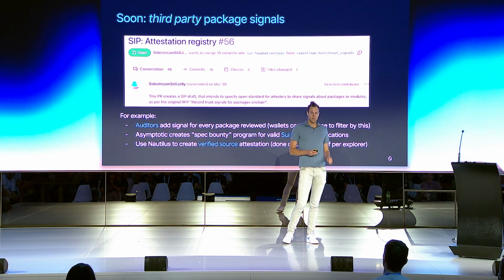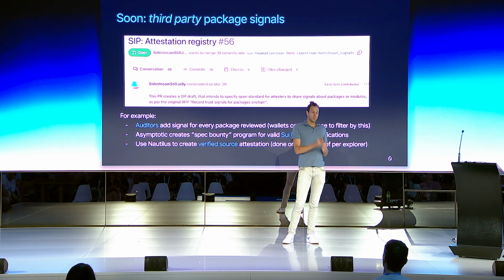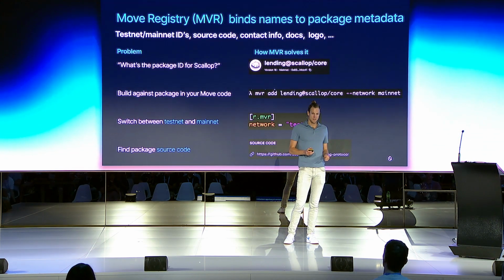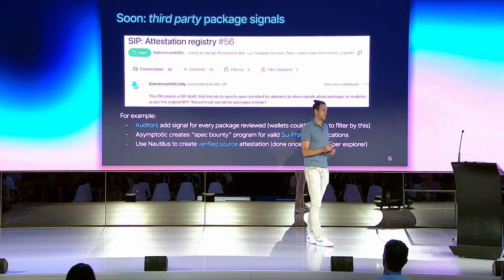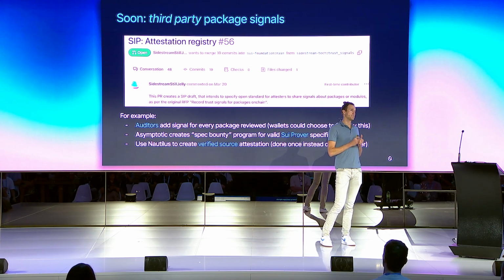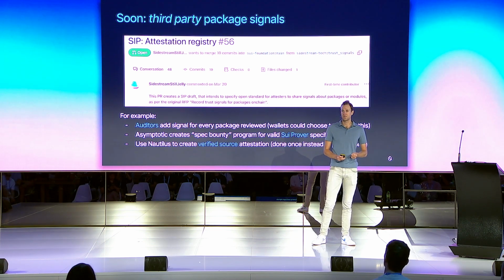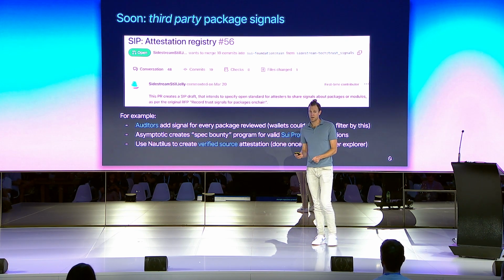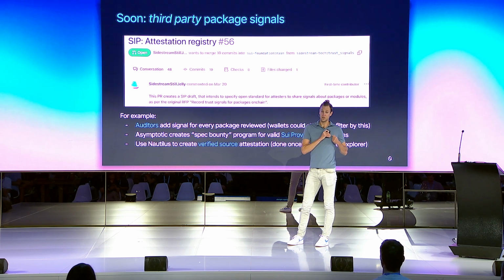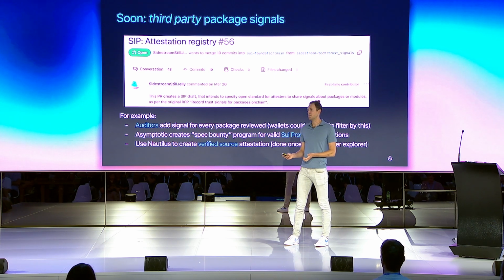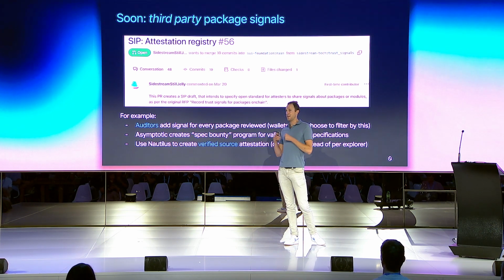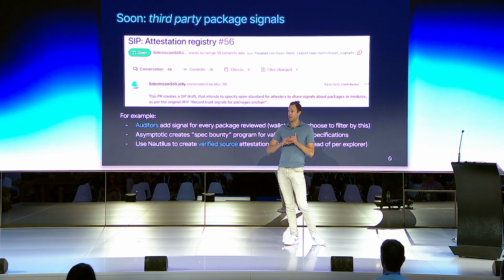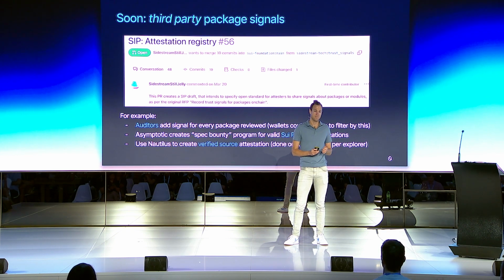The other piece that we get with MVR is that you can add these third-party package signals. So the package metadata is something that the author can add. These third-party signals are something that others can add. So there's this SIP that everyone should look at about the attestation registry that's proposing how this can work. But for example, if you're an auditor, you could add a signal to every package you reviewed. And then if you're a wallet, you could do something like, hey, I only want to use packages reviewed by OtterSec because I think they're a great auditor and I trust them.